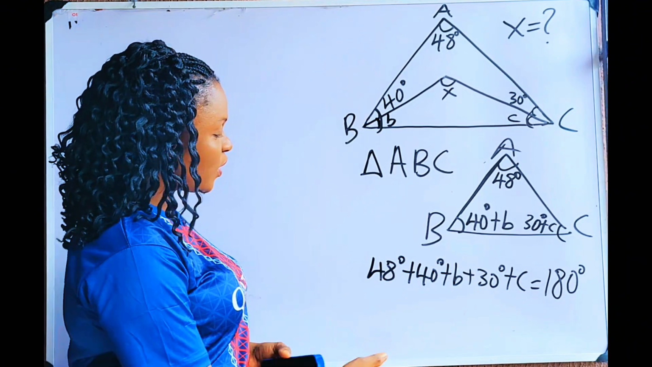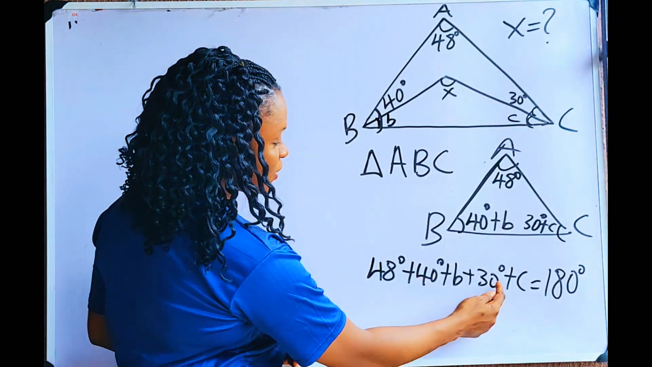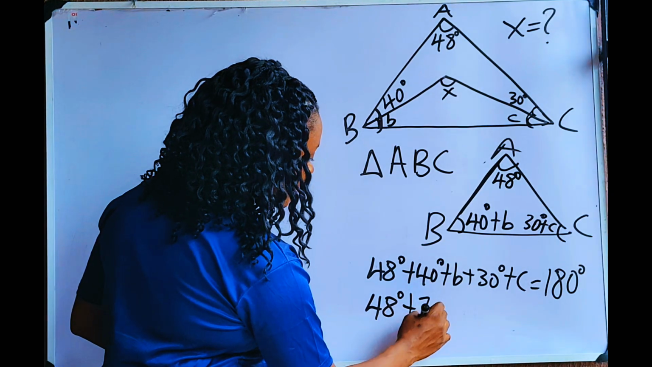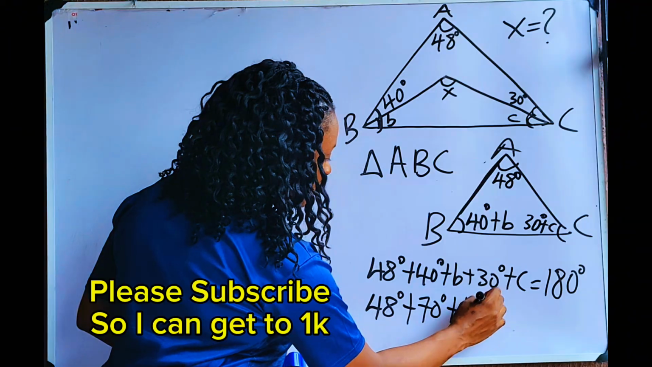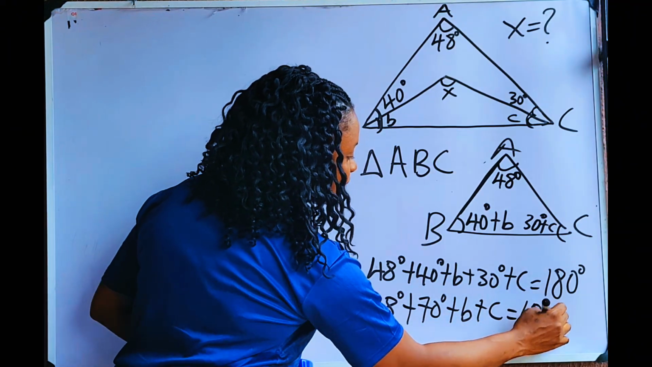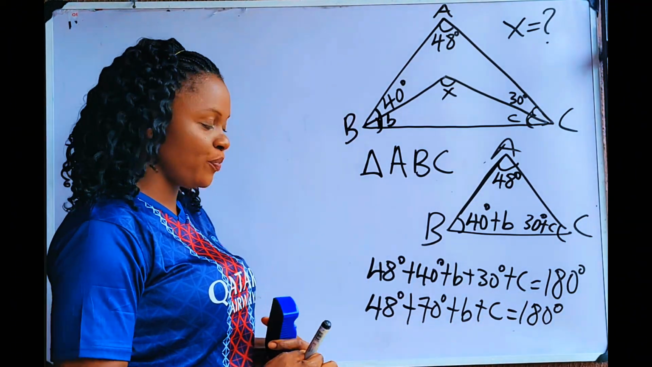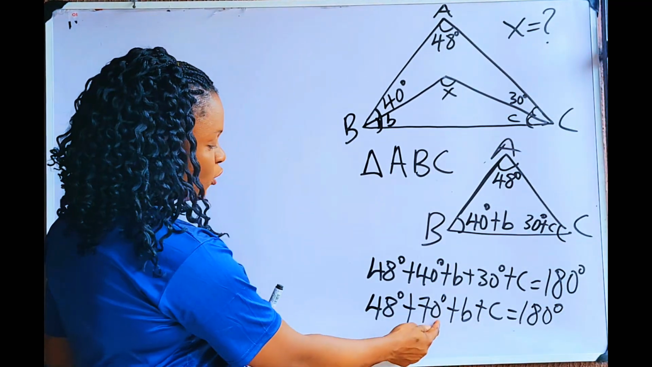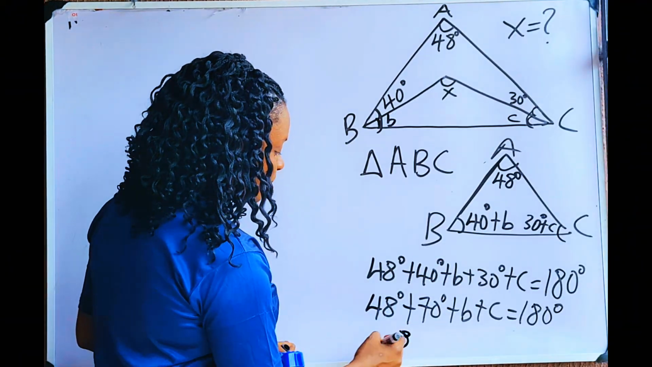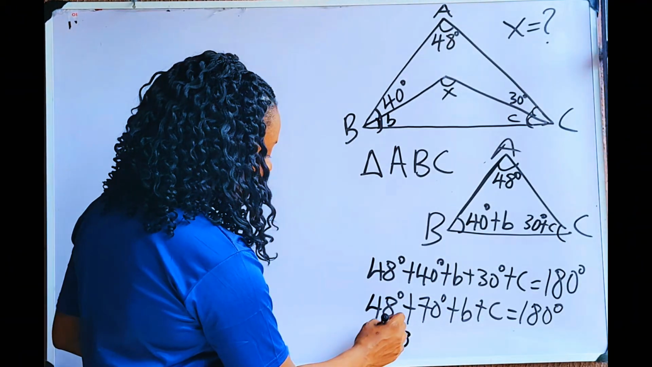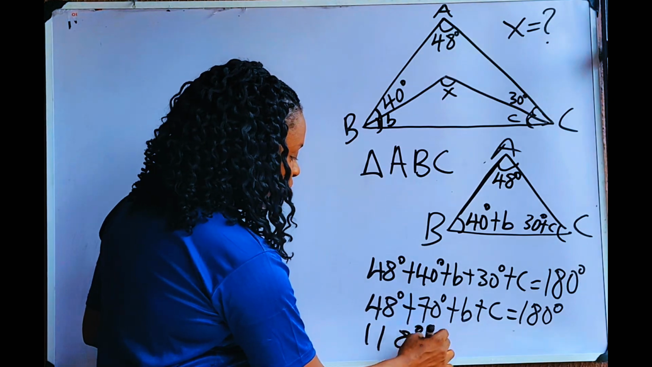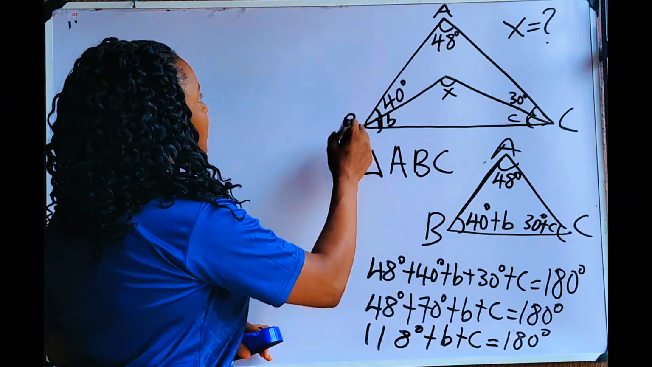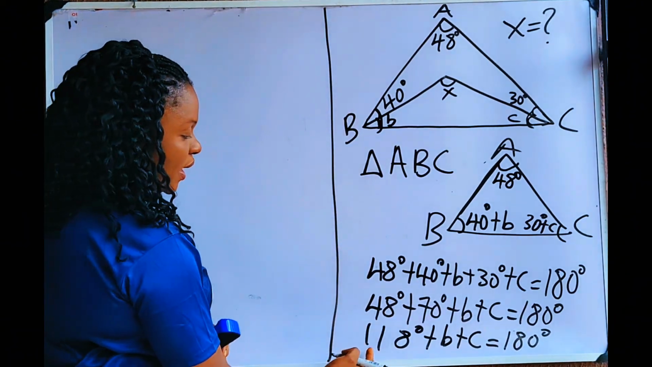So from here, we'll now sum this. 40 plus 30 here is 70. So we have 48 degrees plus 70 degrees plus b plus c equals 180 degrees. So from here, 48 plus 70 is 118: 8 plus 0 is 8, and 4 plus 7 is 11. So we have 118 degrees plus b plus c equals 180 degrees.